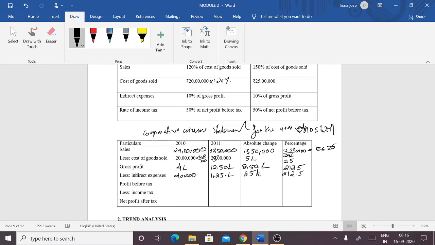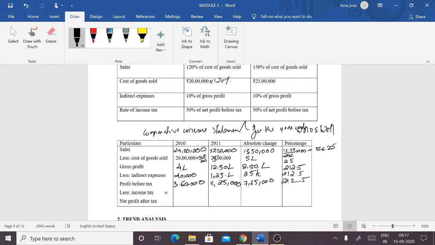So when we deduct indirect expense from gross profit, you will get the figure of profit before tax, because the rate of tax has also been given. Now you will get the figure of profit before tax. That amount is 3,60,000, and here it is 11,25,000. The absolute increase here is 7,65,000, and the percentage here is also 212.5.